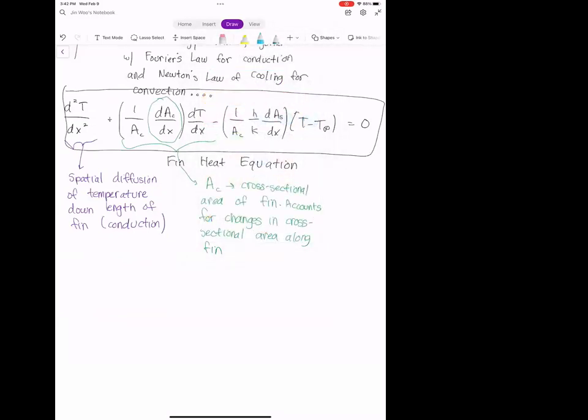Okay, and the last term that we have here is, of course, this one right here. It's the only term that has our convection coefficient h. Okay, and so what this term in its entirety represents is the convection heat transfer off the lateral surface of the fin.